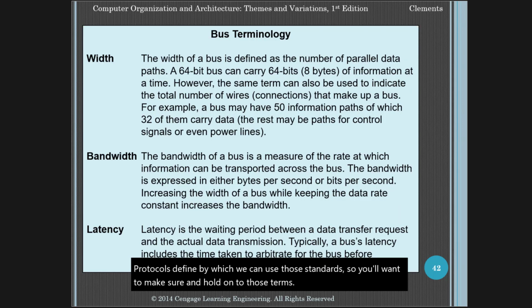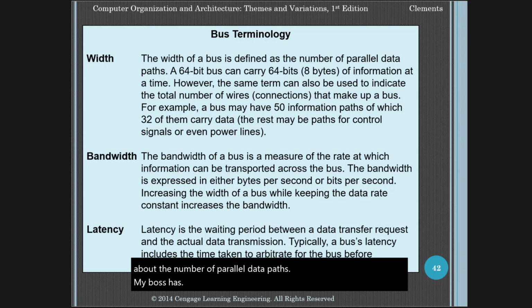Some other terms that are important when we talk about buses, we often talk about bus width. The width of a bus is kind of like when we think about 2, 4, and 6 lane highways, right? So a 64-bit bus can carry 64 bits or 8 bytes of information at a time. We could also talk about smaller buses, right? A bus might have 50 information paths by which 32 of them can carry data. So when we talk about width, we're talking about the number of parallel data paths a bus has.